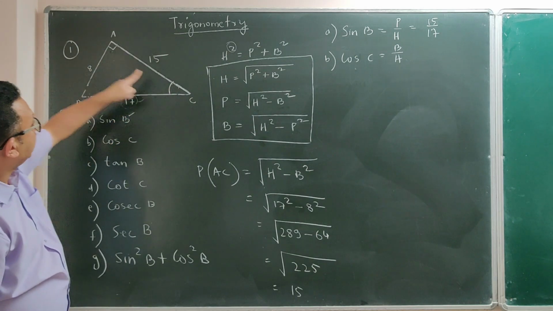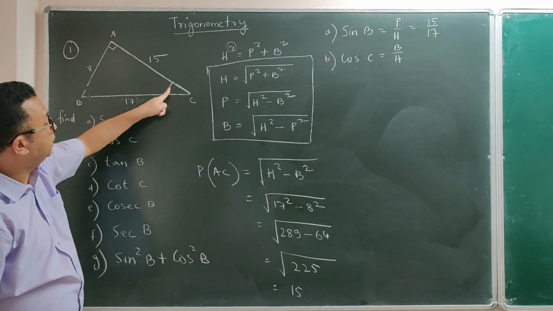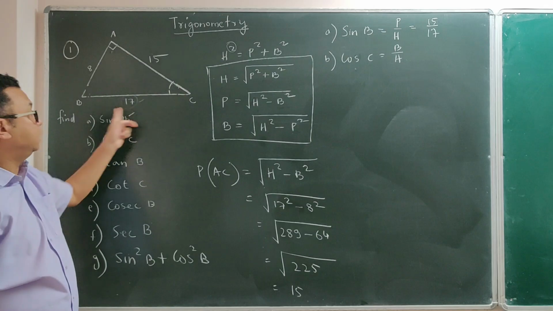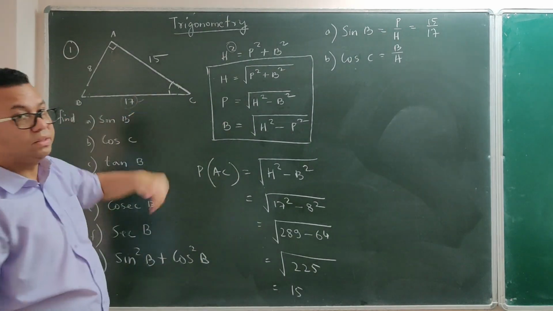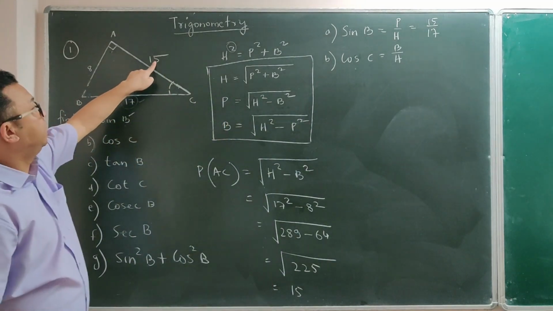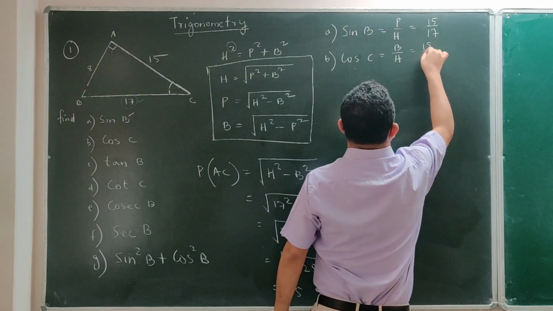Opposite to the angle of reference is perpendicular. This one is base, which touches the 90 degree and the angle of reference. This is hypotenuse. So if I am finding cos C with the angle of reference as C, then it is base by hypotenuse, and base is 15 and hypotenuse is 17. So there you are, 15 by 17.